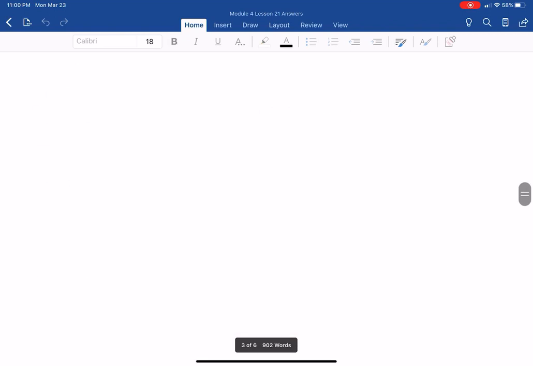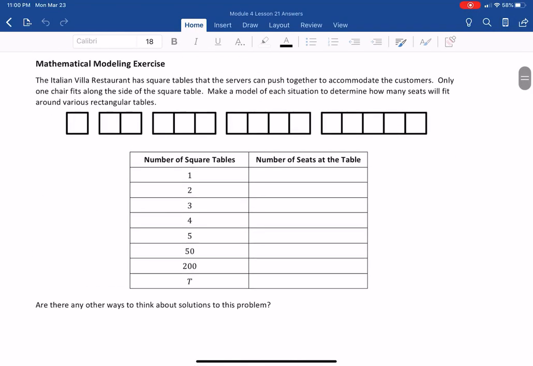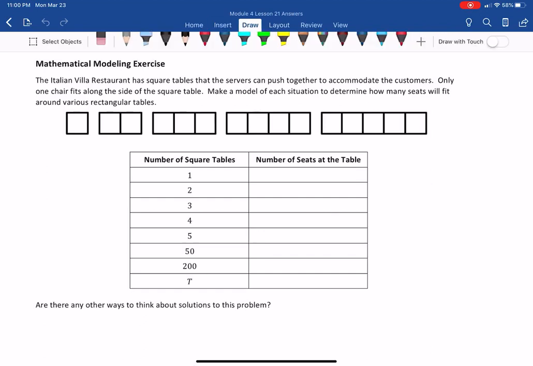So if I look at this, it's a modeling exercise. The Italian Villa restaurant has square tables that servers can push together to accommodate the customers. But only one chair can fit along the side of a table, which means only one chair can fit here, a chair can fit here, a chair can fit here, and a chair can fit here. So it wants to make a model to figure out how many seats we can fit at each table size. So if I only have one table, how many seats could I sit?